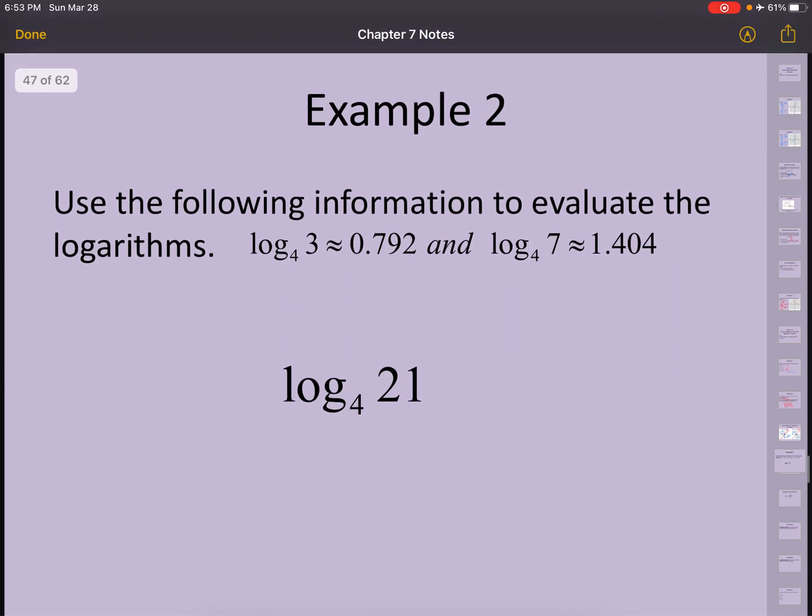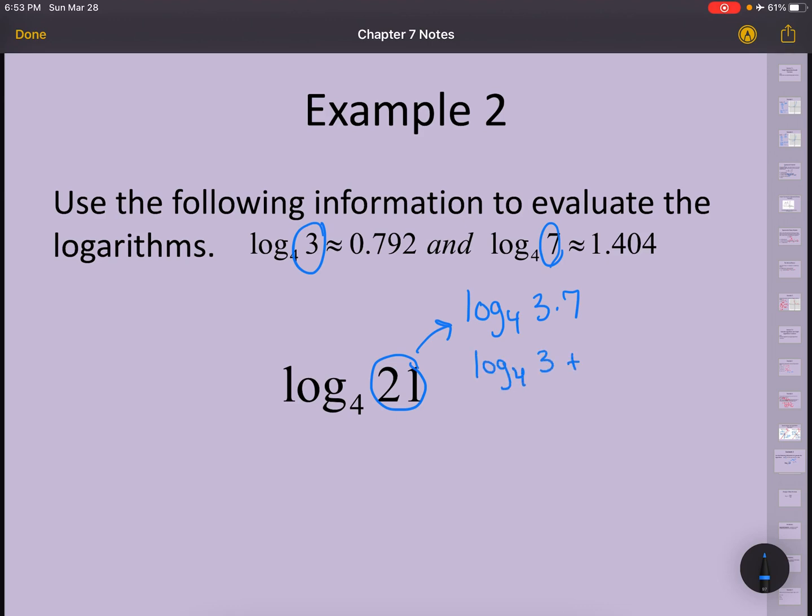In example 2, we're going to use the same information to do log base 4 of 21. Well, we only know stuff about 7 and 3, and we're going to make a 21. Well, I know that 3 times 7 is 21, and we could break apart that logarithm by addition from that product property. And we already know the approximations for each of those again. So when I add these two together, I'm getting 2.196 approximately.